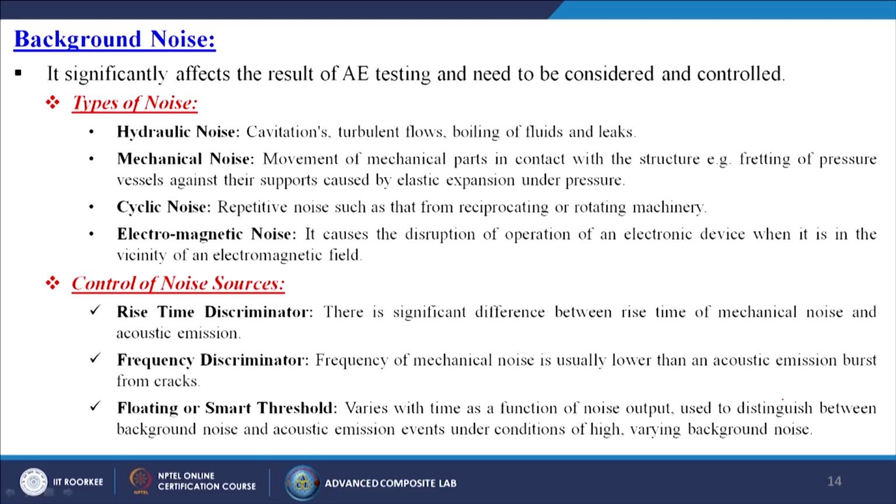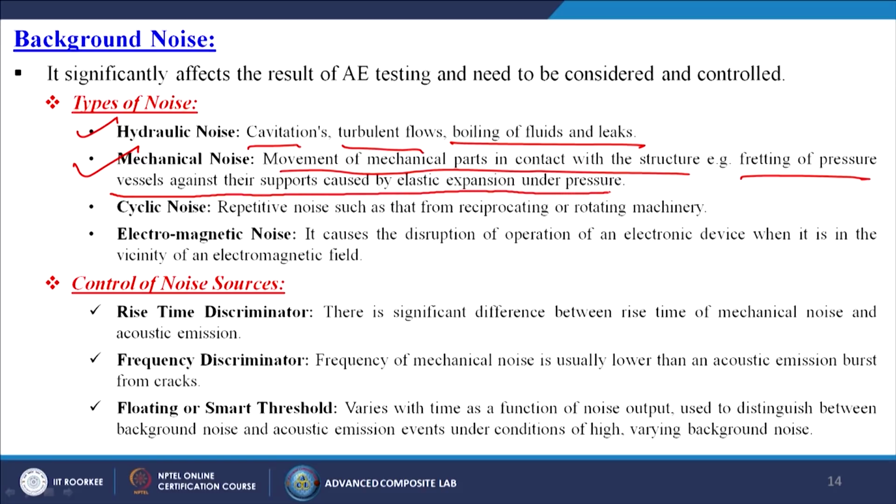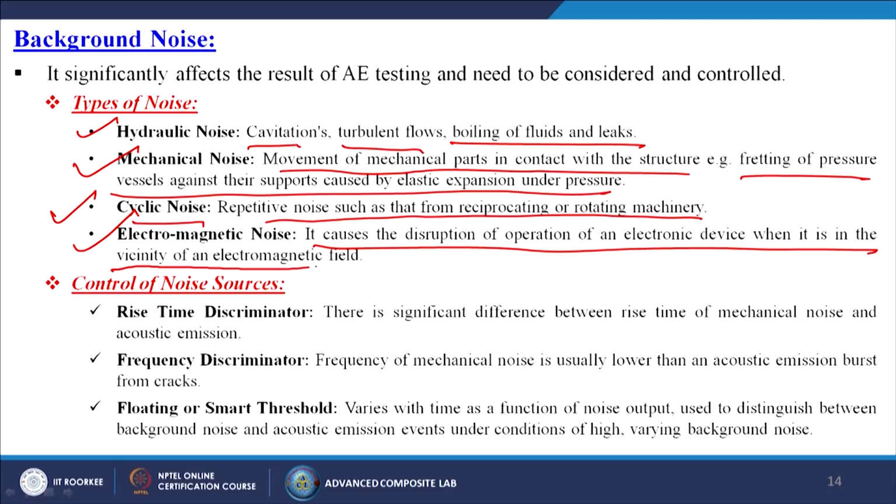Now come to the background noise. It significantly affects the result of AE testing and needs to be considered and controlled. Types of noise include hydraulic noise, like cavitation, turbulent flows, boiling of fluids and leaks; mechanical noise, movement of mechanical parts in contact with the structure, for example fretting of pressure vessels against their supports caused by elastic expansion under pressure; cyclic noise, repetitive noise such as that from reciprocating or rotating machinery; and electromagnetic noise, which causes disruption of operation of an electronic device when it is in the vicinity of an electromagnetic field.